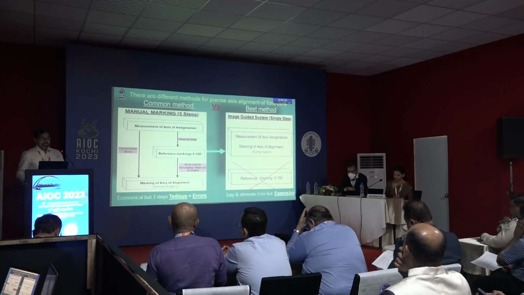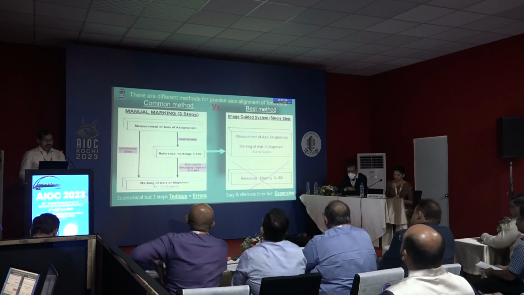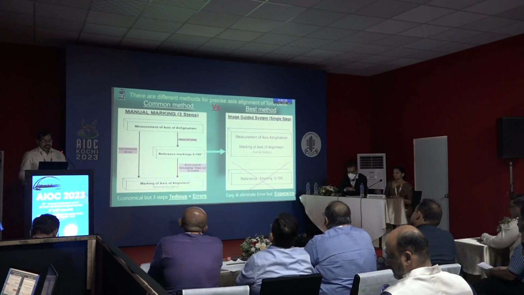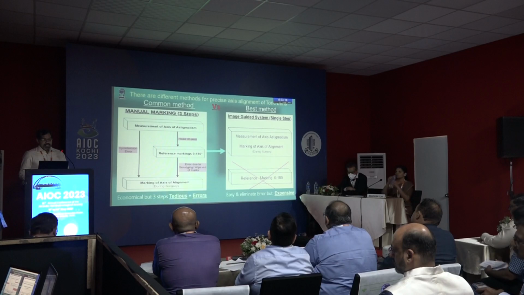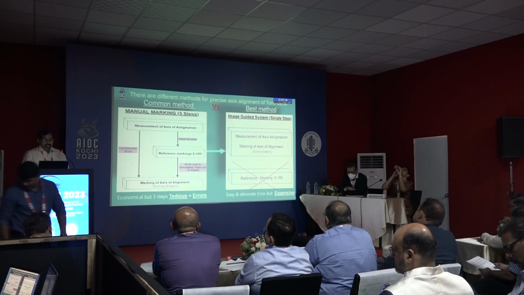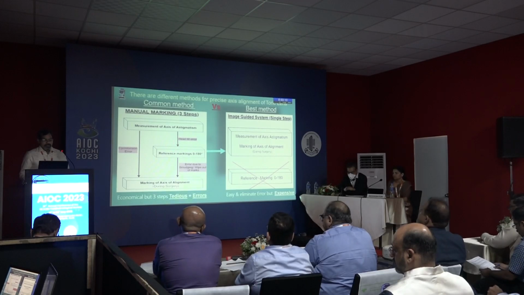There are different methods for precise axis alignment of the toric lens. The common method is manual marking. It is economical but a 3-step method, so it is tedious and there are chances of error due to cyclotorsion and head tilt. Sometimes during surgery, the preoperative mark smudging or wiping out of the marks can occur, causing error.